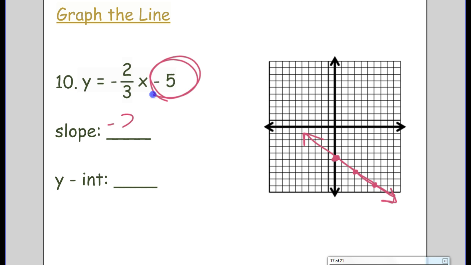All right, so the slope was -2/3, and the y-intercept was -5. That's easy. Yes, ma'am.